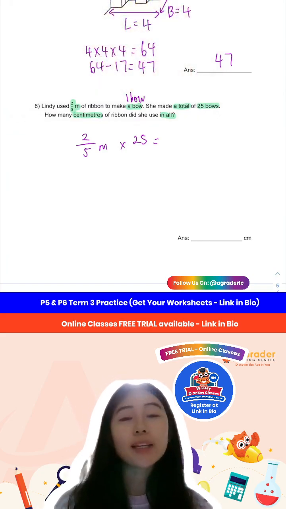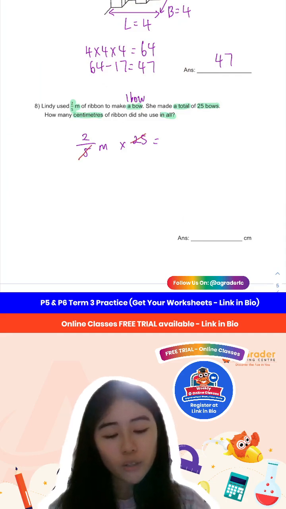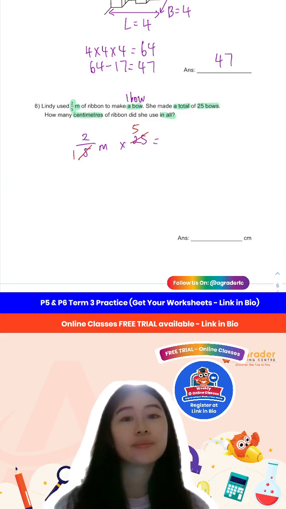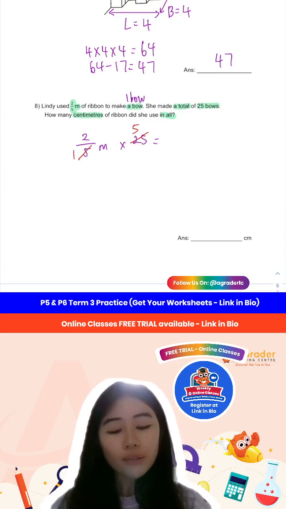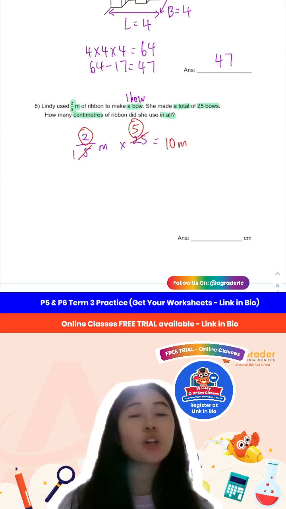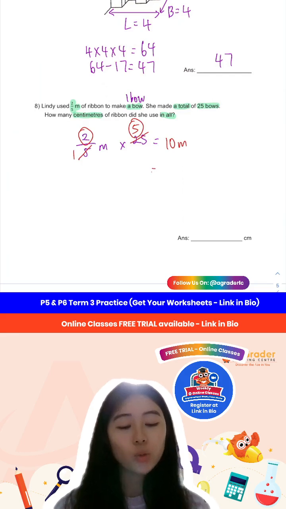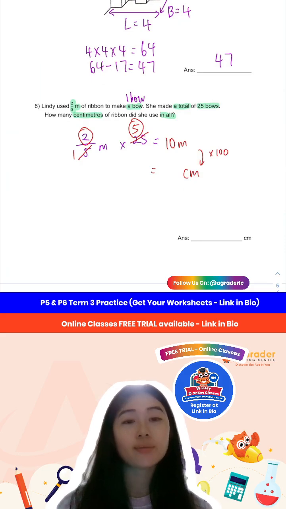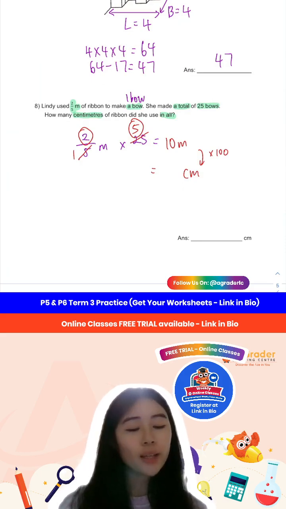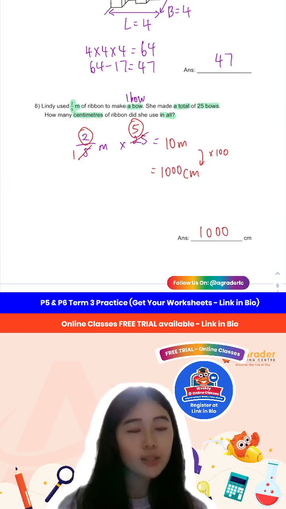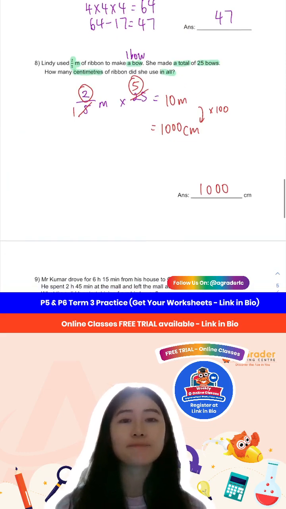So when you multiply this, you can cross cancel. So I'm going to cross cancel the 5 and the 25. You get 1 and 5. So after that, you just need to use 2 times 5 to get 10. Okay, 10 meters. But 10 meters is not the answer because you need to convert this to centimeters. So you just need to times 100. So 10 times 100 is 1000. So yes, most of you are correct. This is 1000 centimeters.